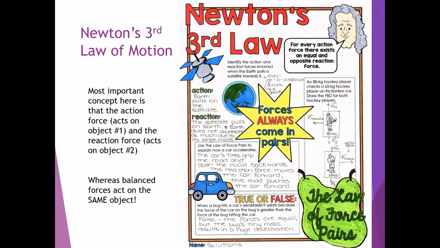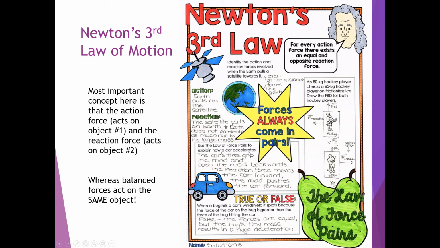So the most important concept here is that the action force acts on object 1 and the reaction force acts on object 2, whereas balanced forces act on the same object. So here we've got the action being Earth pulls on the satellite, and the reaction is the satellite pulls on Earth. However, we also know that Earth does not accelerate as much due to its large mass, and we're going to cover that in just a little bit. We are always going to have force pairs acting, even if they're distance forces like gravity, which is why you have this with a satellite.